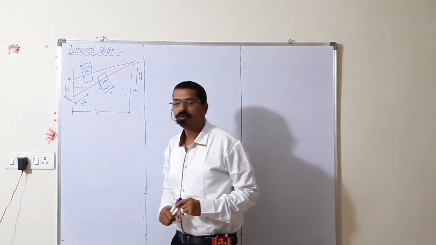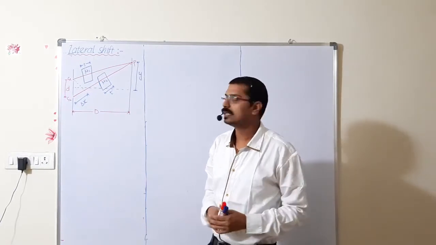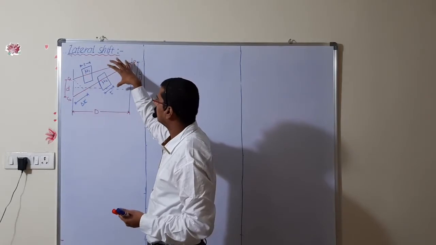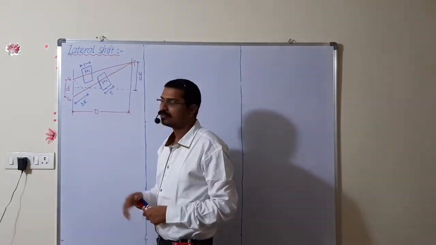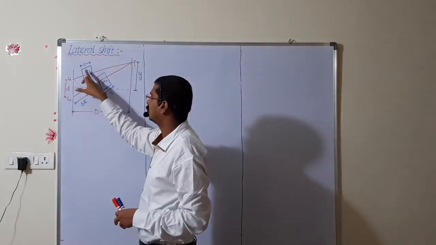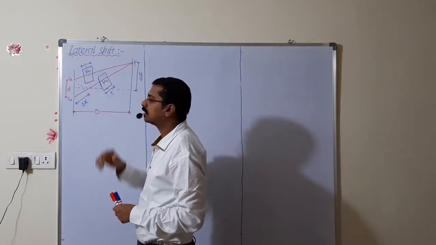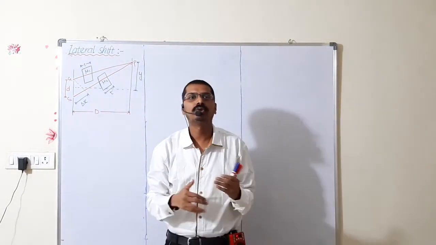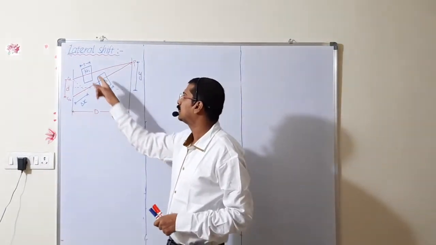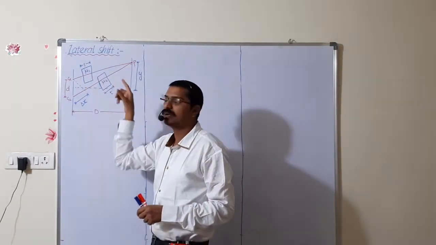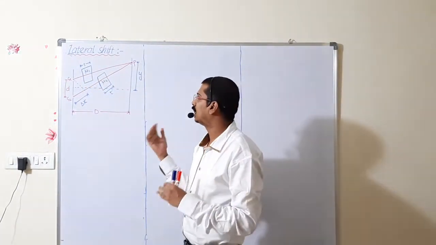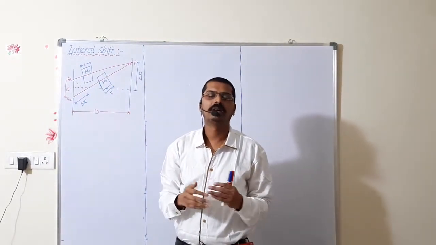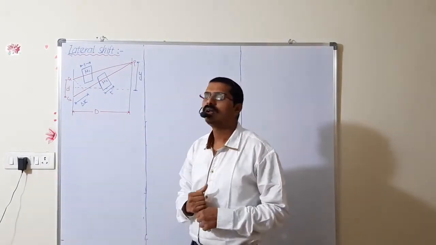Now again we are going to discuss another concept. In this concept, between the two paths we are inserting two glass slabs. The first glass slab has refractive index mu1, and the second glass slab has refractive index mu2. We can discuss this concept in two cases. In the first case, if the thicknesses of the two glass plates are the same, what is the lateral shift? If the thicknesses are different, what is the lateral shift?